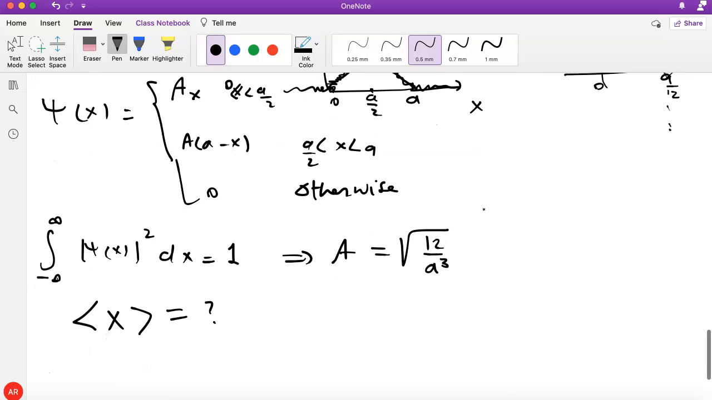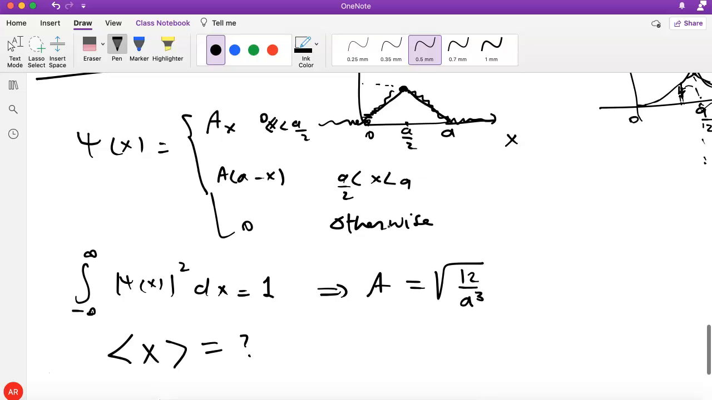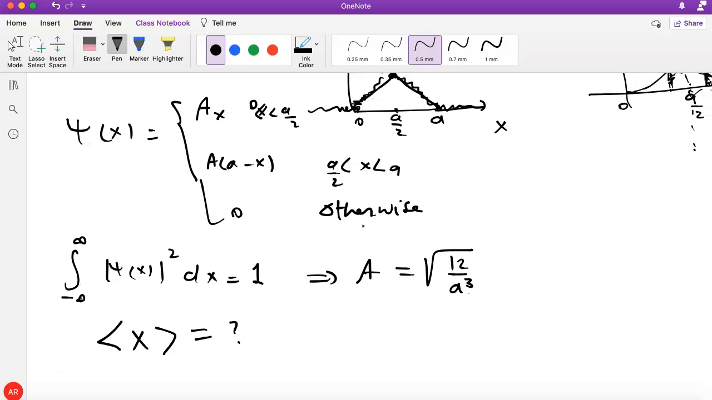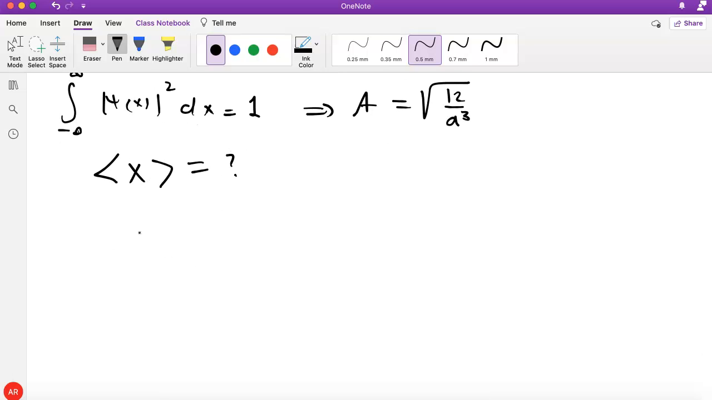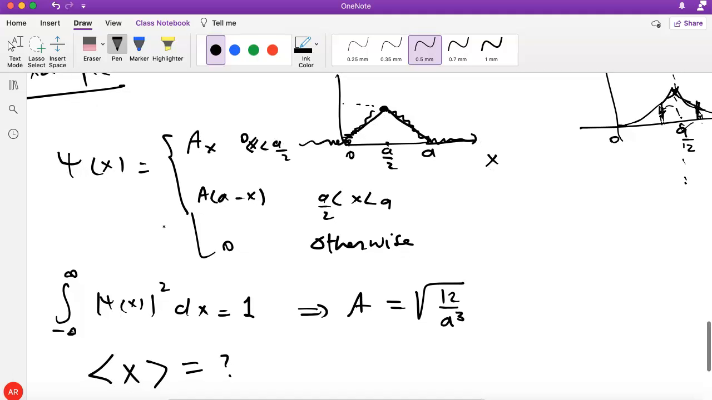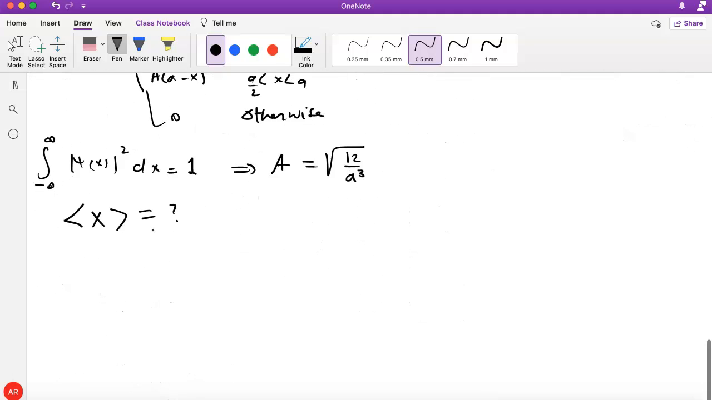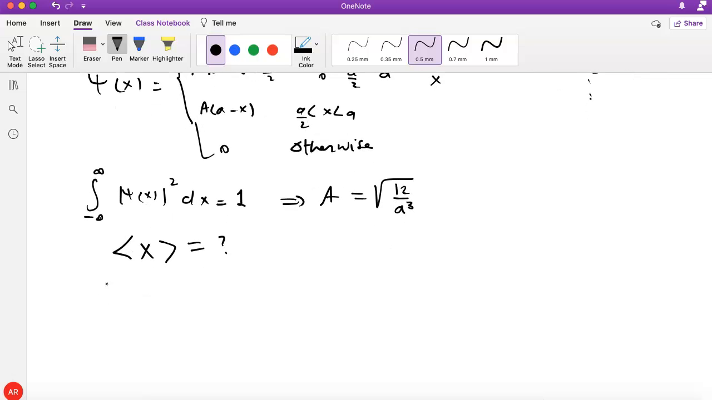Maybe it's instructive to actually do the integral. That's the hard way, but just to verify that this A that we found before also works. So let's do a brute force calculation of average x for this particular wave function. What should I do? Well, it's the integral from minus infinity to infinity of psi x squared times x dx.